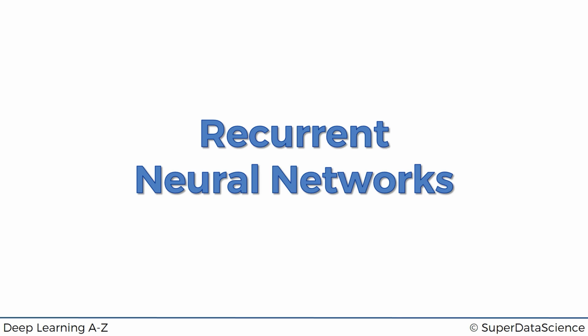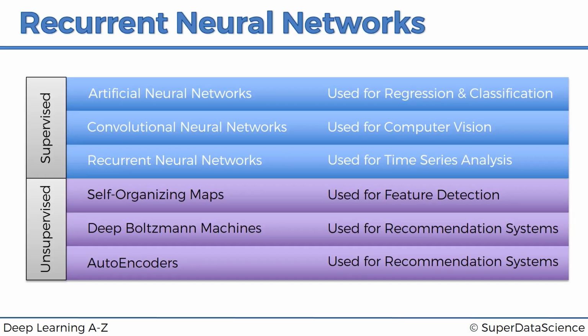So let's get started. We have our little breakdown of supervised versus unsupervised deep learning branches, and here we've got artificial neural networks, which we've already talked about. We've already talked about convolutional neural networks as well. And today we're talking about recurrent neural networks. That's just so that we see where we are in the big picture of things, slowly getting to the unsupervised part of the course. But nevertheless, let's focus on RNNs today.